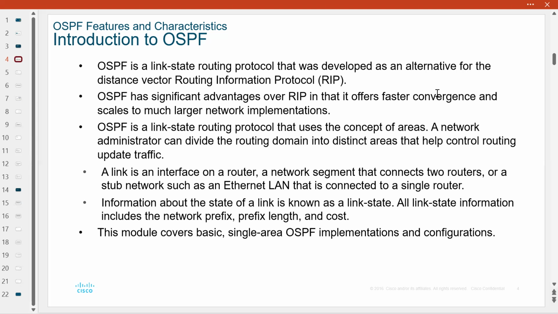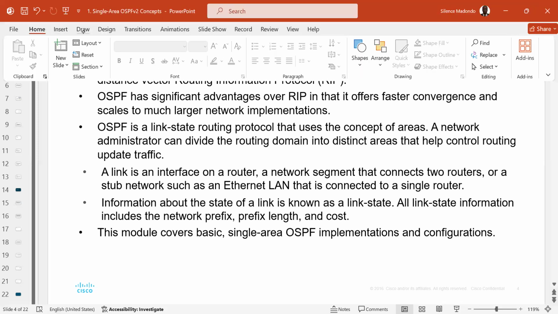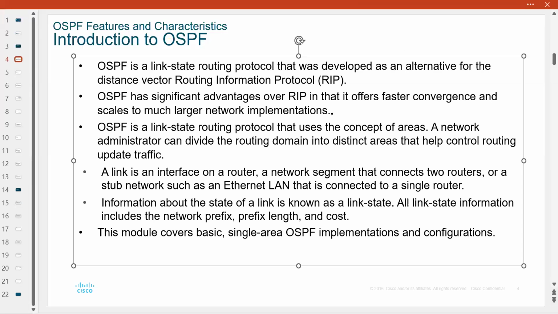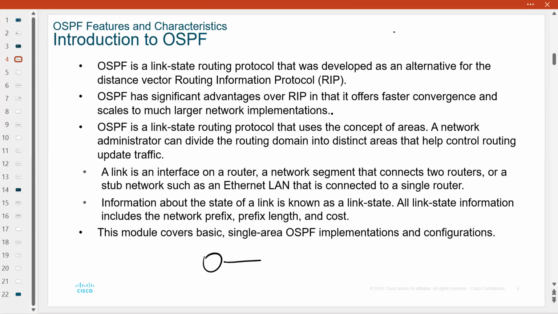With distance vector, we have routers only sharing information with their neighbors and only that. So let's say we have a network with three routers, R1, R2, and R3. With distance vector protocols like RIP, we have R1 only sharing information with R2. Any updates or network changes, it only shares with R2.